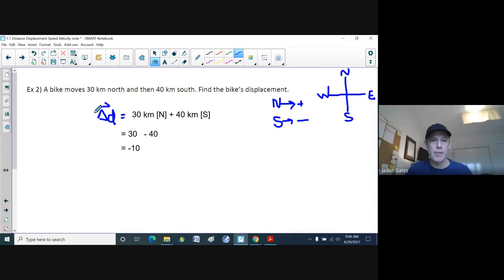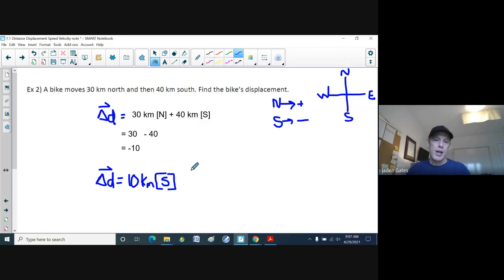That doesn't mean I'm done yet, because when you're talking about displacement, you've got to have magnitude and direction, size and direction. And so the size of my answer is 10, and the units are kilometers. But because that answer was negative, that means my direction is south. So even in this situation, the car distance-wise traveled 70 kilometers, but we say the displacement is 10 kilometers south.